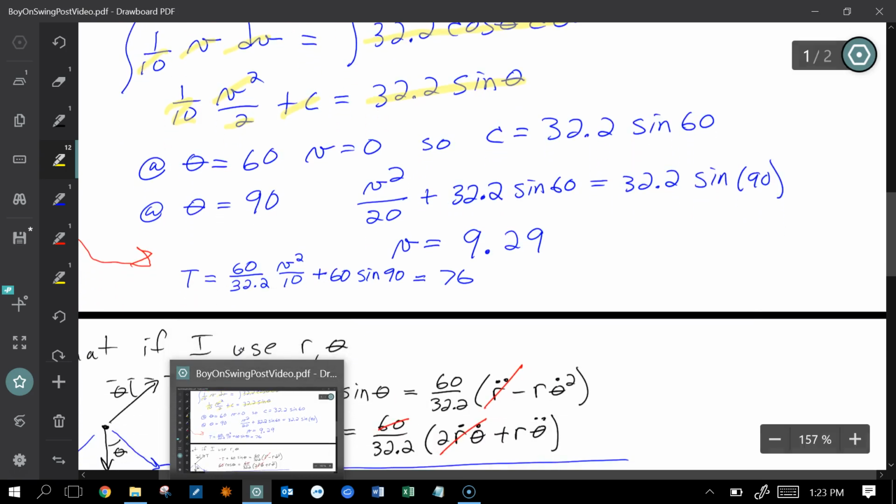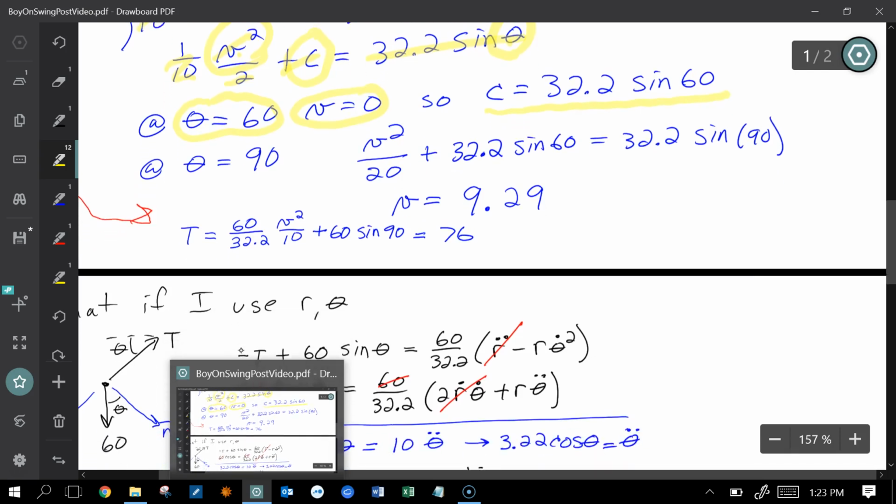How do you find the c? You find the c the same way you always find the c. At some angle, tell me what the velocity is, or the speed. Okay, theta is 60, the speed is 0. So you put in a 0 for v, you put in a 60 for the theta, and you find out that c is equal to 32.2 sine 60.